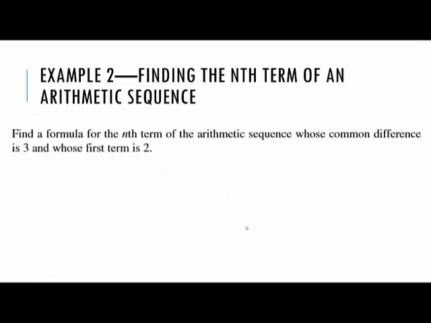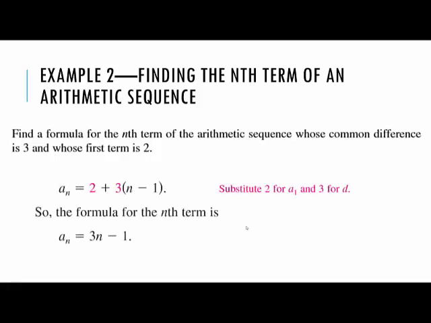Okay? So finding the nth term: find a formula for the nth term whose common difference is 3 and whose first term is 2. So I would basically have a sub n equals 2 plus 3 times n minus 1. Then you would just distribute and simplify to get a sub n equals 3n minus 1. It's really that simple. In this entire lesson, you don't have a whole bunch of exponents. Right now, all we're dealing with is a simple linear difference.